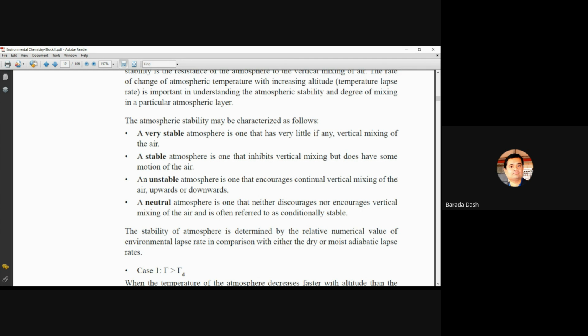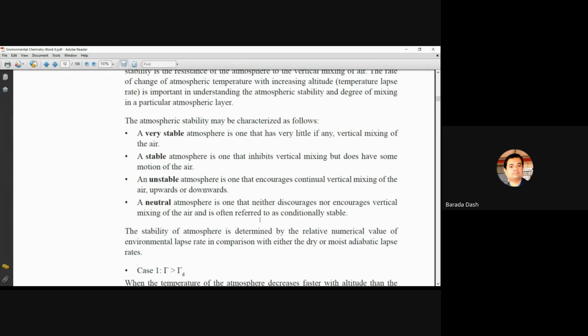So it does have some motion of the air. An unstable atmosphere is one that encourages continual vertical mixing of the air upwards or downwards. In an unstable atmosphere there is continual vertical mixing; the air parcel can go up or come down. And that is very essential for mixing of the air.